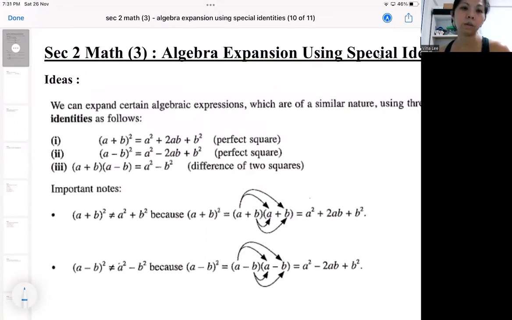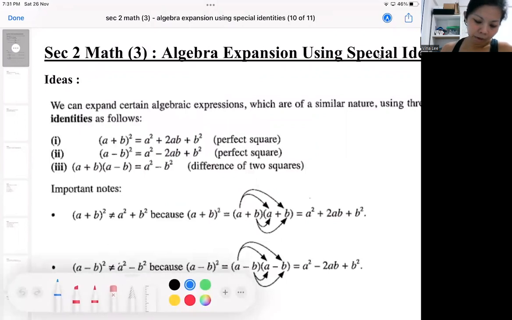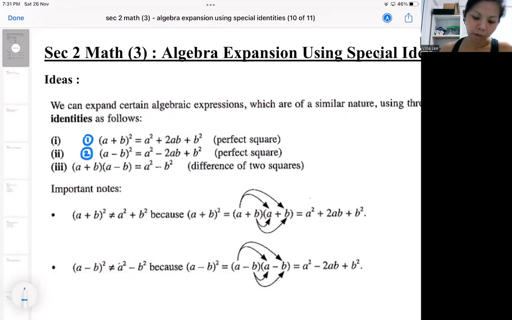You can treat these three identities like formulas. So these are the formulas for expansion. The first two formulas, this one is the first formula, this is the second formula, are meant for perfect squares. So what do we mean by perfect squares?